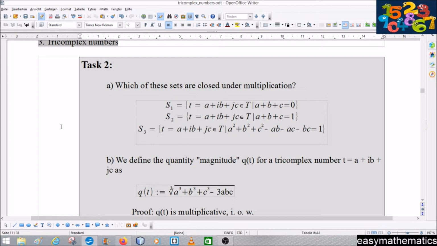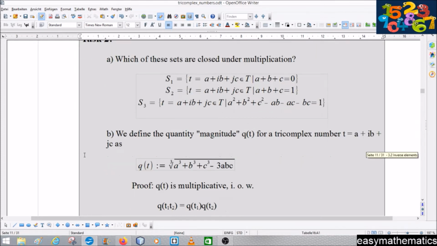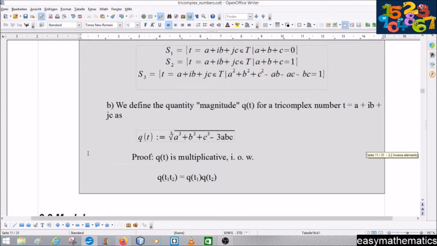Yeah, you can play around with which sets are closed under multiplication. And task B is also very nice. We define the quantity magnitude q of t for a three complex number t of the form a plus ib plus jc, as q of t defined via the cube root of a cubed plus b cubed plus c cubed minus 3abc. And with this definition, prove that q of t is multiplicative. So in other words, q of t1 times t2 for two three complex numbers is the product of q of t1 and q of t2. Alright?